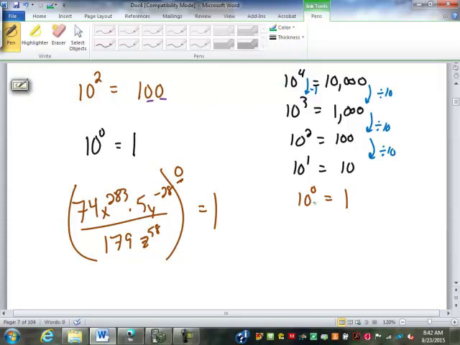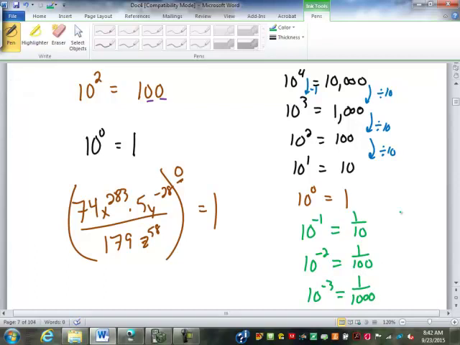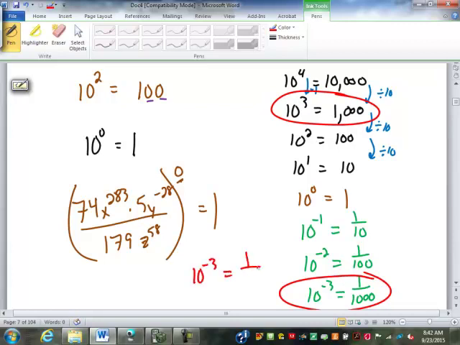Let's keep going with this now. We know that anything to the power of 0 is 1, so 10 to the power of 0 is 1. What would 10 to the negative 1 be? Well, we'd have to divide by 10 again. 1 divided by 10 is 1/10. 10 to the negative 2 would be 1/100th. 10 to the negative 3, 1 over 1,000. Now we see a pattern developing here as well. A connection between those two. What is it? 10 to the negative third is just 1 over 10 to the positive third, or a reciprocal of 10 to the third.